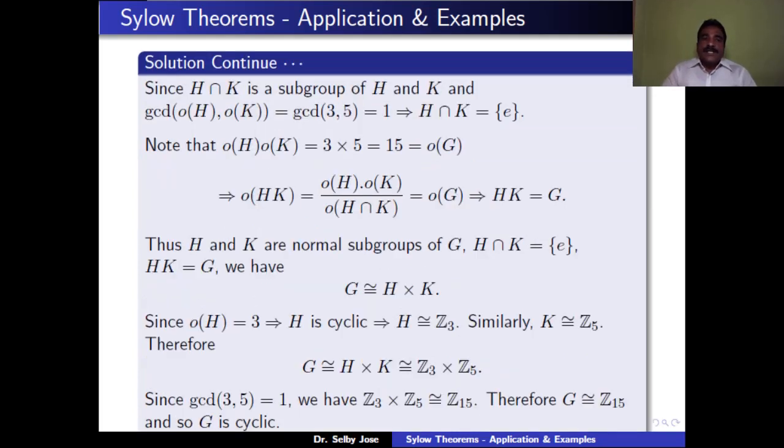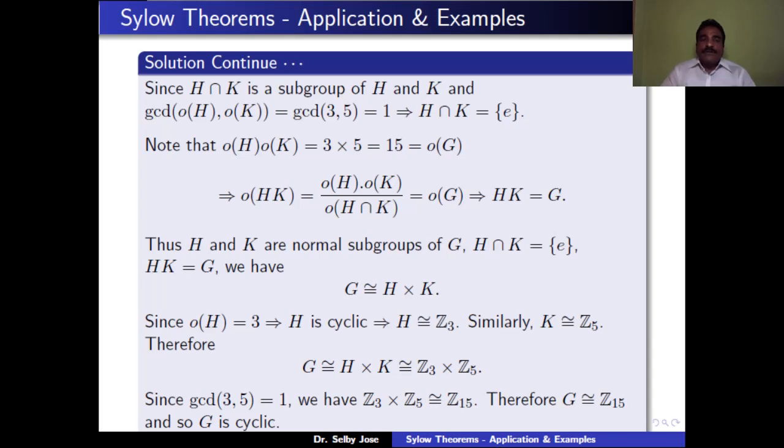Now since H intersection K is a subgroup of both H and K, the order of H intersection K divides the order of H and the order of K. That means the order of H intersection K divides 3 and 5. Therefore, the order of H intersection K divides the GCD of 3 and 5, which is 1. That means the order of H intersection K is equal to 1. This means H intersection K contains only one element, namely the identity.